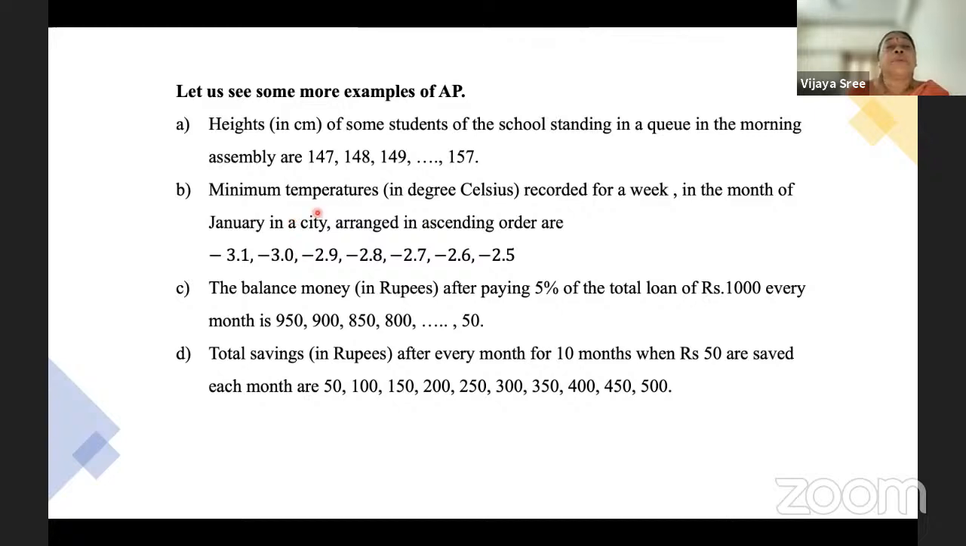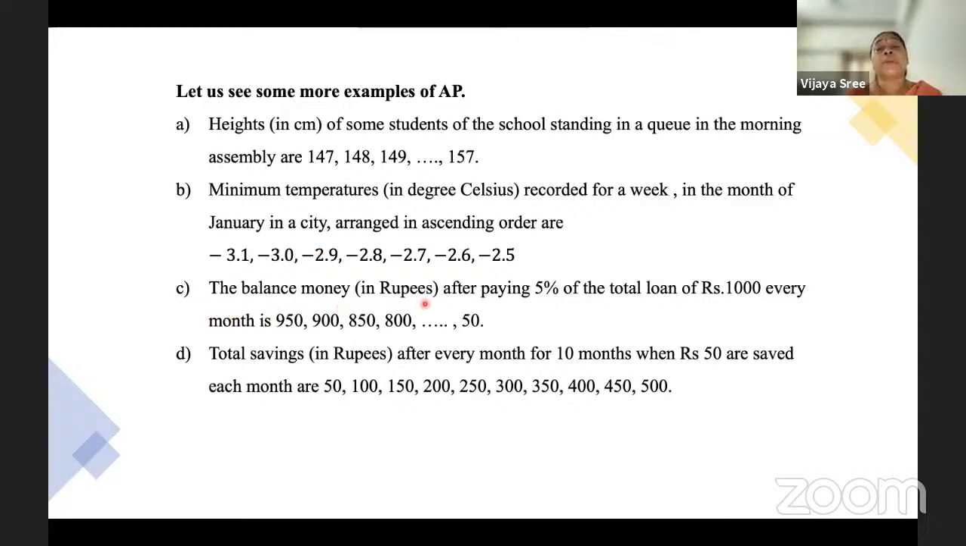And the minimum temperatures in degrees Celsius recorded for a week in the month of January in a city, arranged in ascending order, are -3.1, -3.0, -2.9, -2.8, -2.7, -2.6, -2.5. Here the temperature is changing constantly, and here the heights are increasing constantly. So this is an AP and this is also an AP.